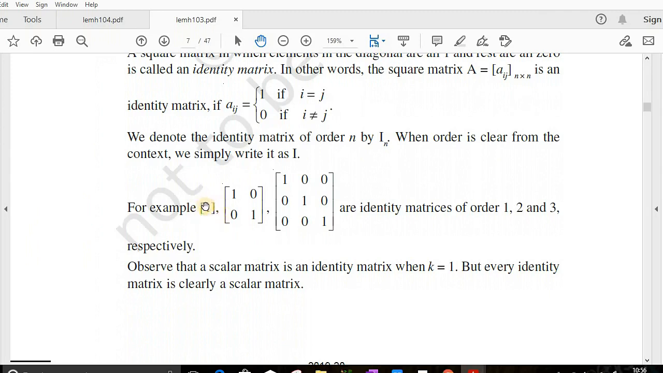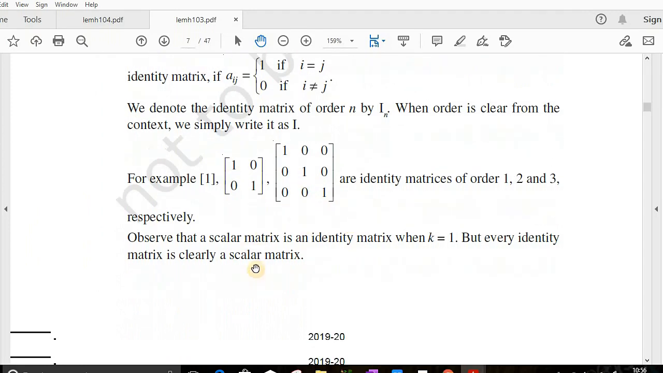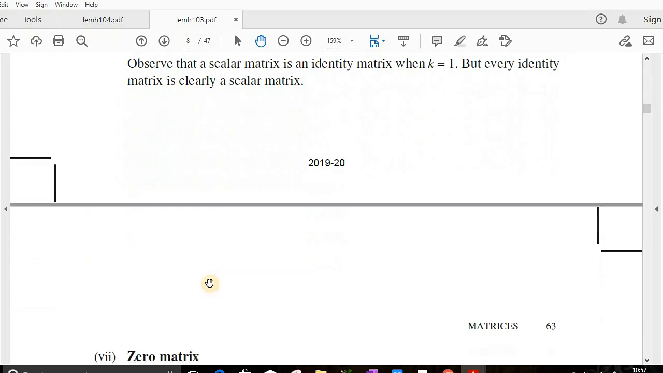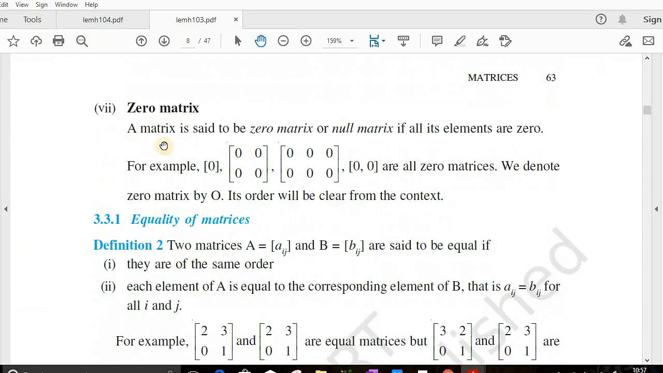So this is an identity matrix of order 1, this is an identity matrix of order 2, this is an identity matrix of order 3. Okay, what will an identity matrix be? The diagonal elements will be 1. Okay, so this is very important. Okay, so we have to know one more name. Zero matrix, as the name says, all elements are 0.